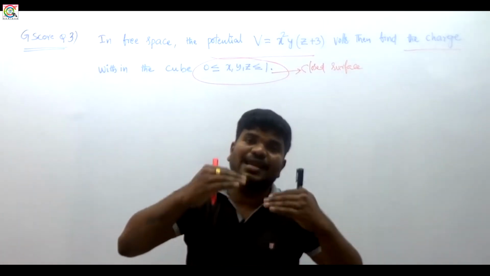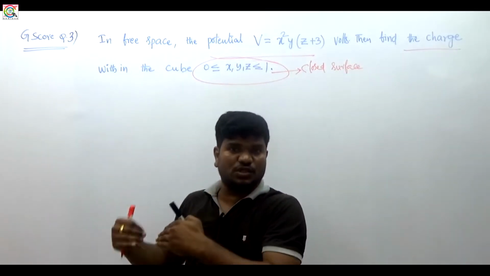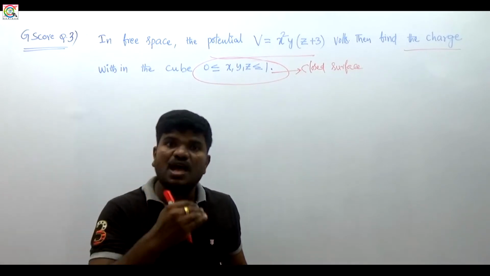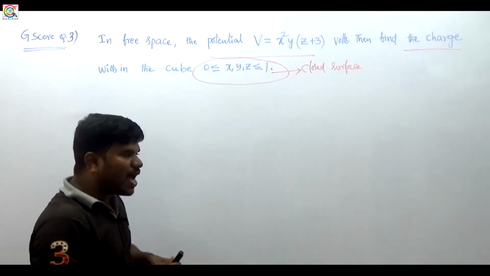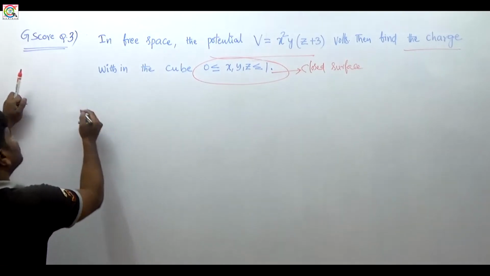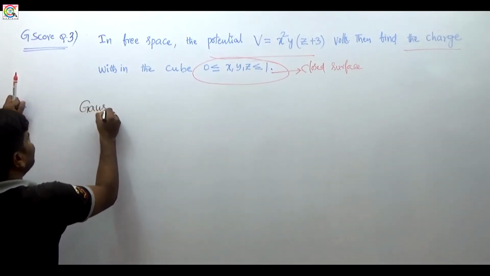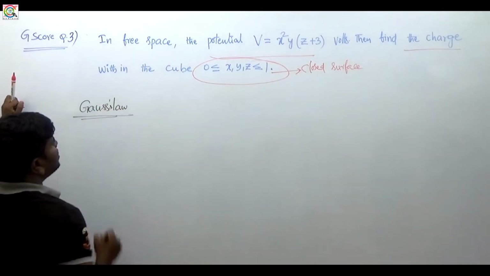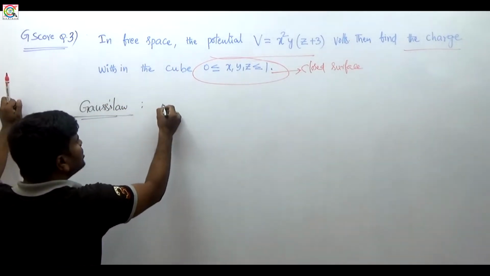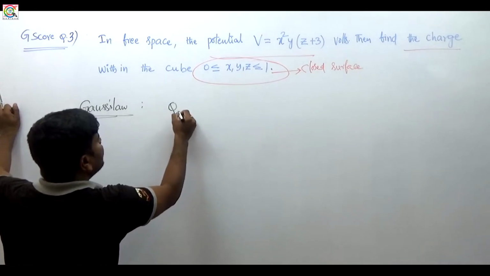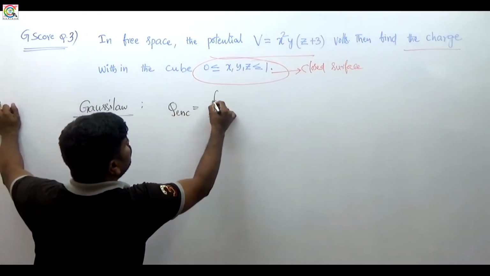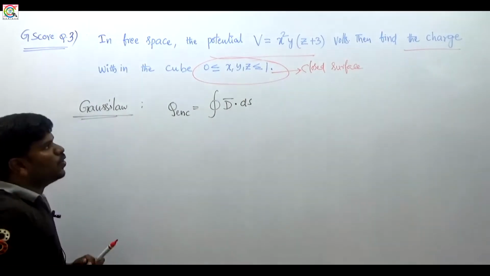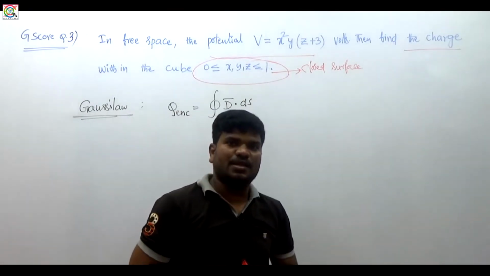When we are calculating the charge enclosed in the closed surface, which law do we have to use? We have to use Gauss law. Gauss law is saying that the charge enclosed, Q enclosed, is equal to the closed integral of D bar dot dS.